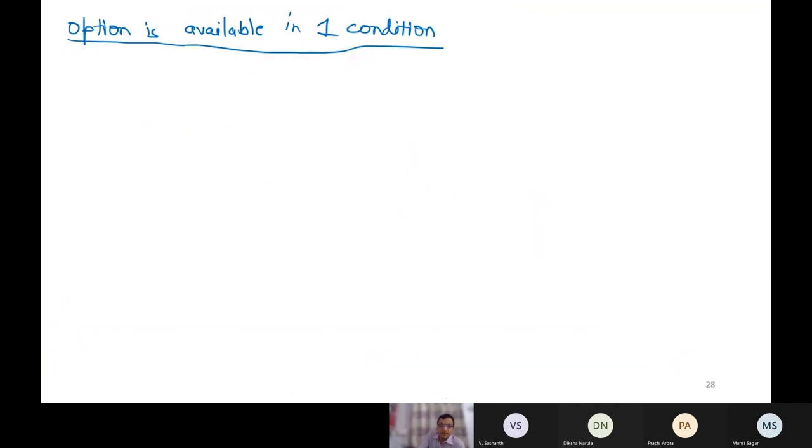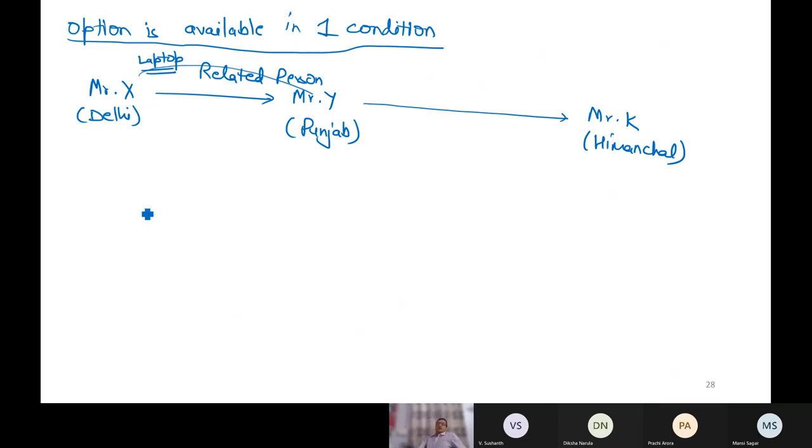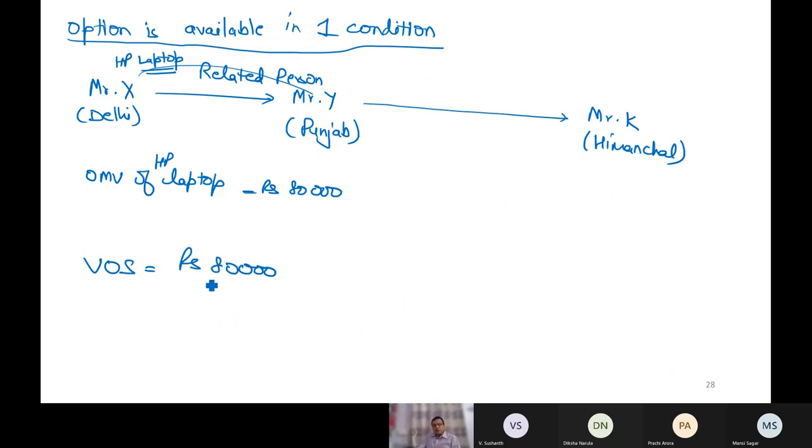So what is happening in my case? Now let me revise that example. Mr. X was the supplier, supplying to Mr. Y in Punjab. X was in Delhi, for example. Now these two are related persons. Mr. Y is supplying it further to Mr. K, who is in Himachal. What was supplied was a laptop. Suppose this laptop was, for example, an HP laptop, and the open market value of the HP laptop was ₹80,000. So in my case, what is the value of supply? Since open market value is available, the value of supply becomes 80,000.